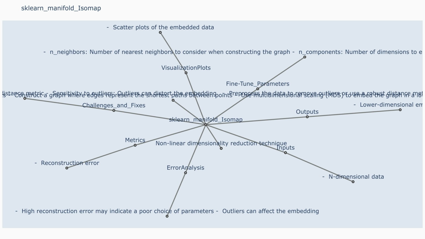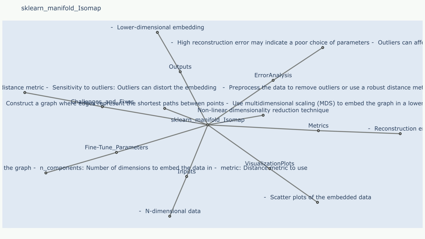sklearn.manifold.Isomap. Description: Isomap, isometric mapping, is a nonlinear dimensionality reduction technique that aims to preserve the geodesic distances between data points in a lower-dimensional embedding. It is particularly useful for visualizing high-dimensional data that has a nonlinear manifold structure, such as images or text.